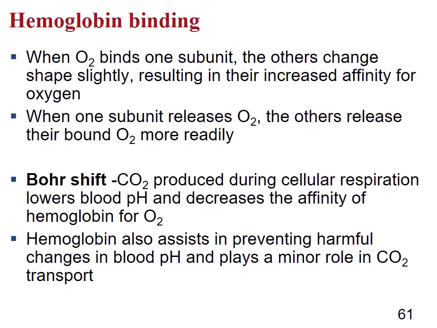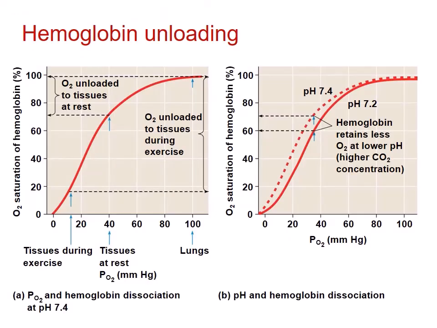it is available for the cells to take in. Hemoglobin also helps prevent harmful changes in blood pH and plays a little bit of a role in carbon dioxide transport. So if we look at the partial pressure of tissues during exercise and tissues at rest in your lungs, you can see that it's very easy for the oxygen to be unloaded to tissues during exercise. And if we look at the pH and hemoglobin dissociation, hemoglobin is going to retain less oxygen at a lower pH. So hemoglobin lets go of oxygen easier when there's a high carbon dioxide concentration.